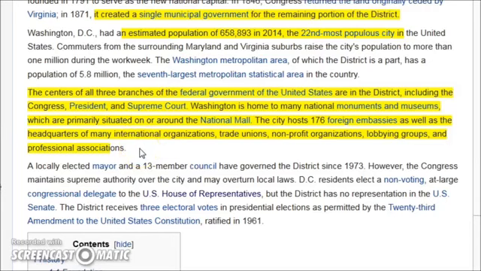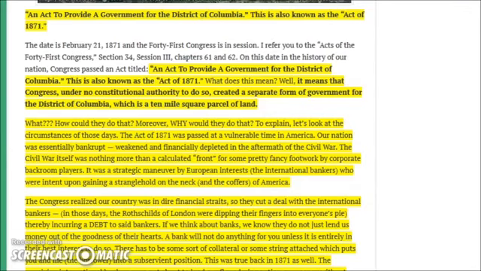All right, so I want to click over here and give you how the District of Columbia, Washington, got its name. But first, let's talk about what the act provided. This was the Organic Act of 1871, an act to provide a government for the District of Columbia.